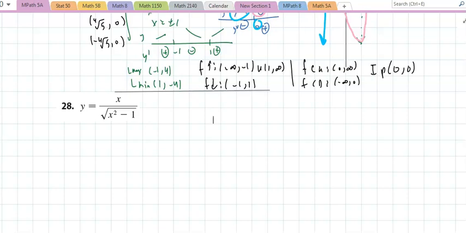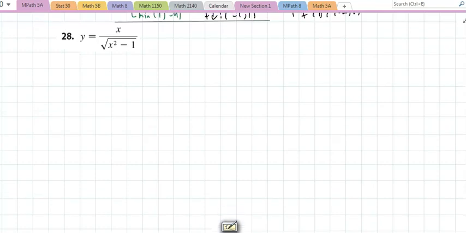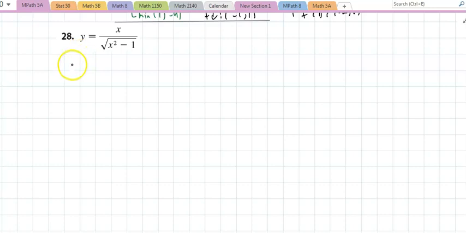Next problem up is number 28. I haven't used asymptotes yet because they didn't come up, but I'm glancing at this problem. I'm trying to figure out the domain. I want x squared minus 1 to be positive. Look at the graph of this. It's much quicker. This is a parabola shifted down 1 unit. Where is this graph bigger than 0? So domain, negative infinity to negative 1, union with 1 to infinity.